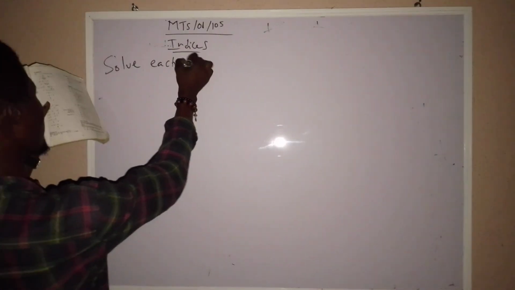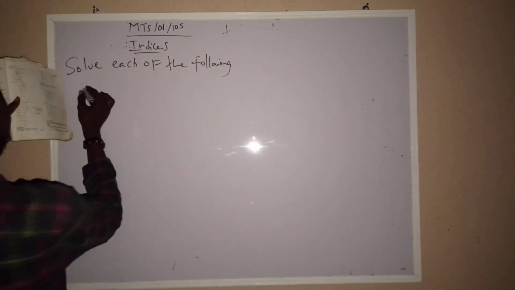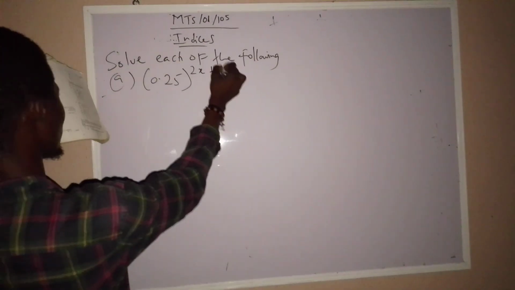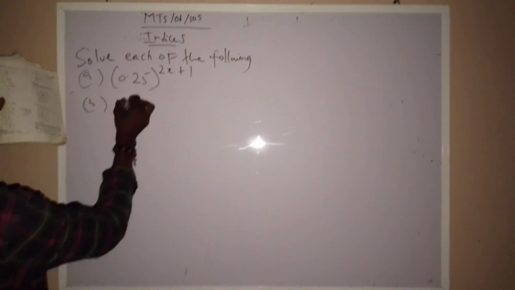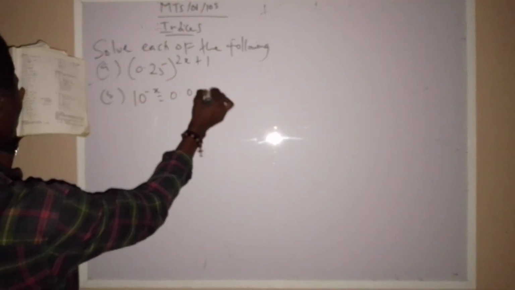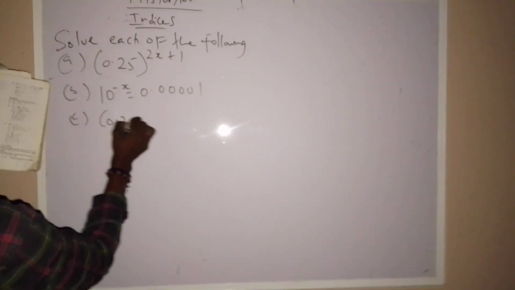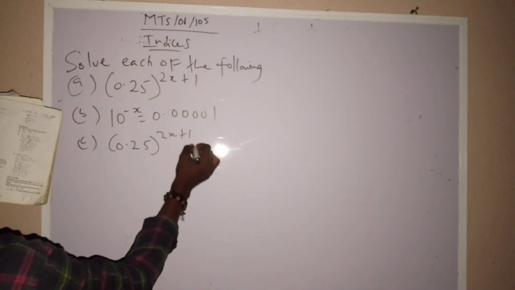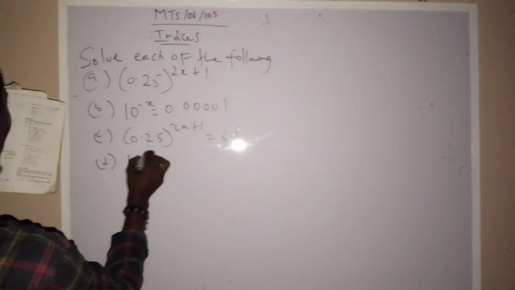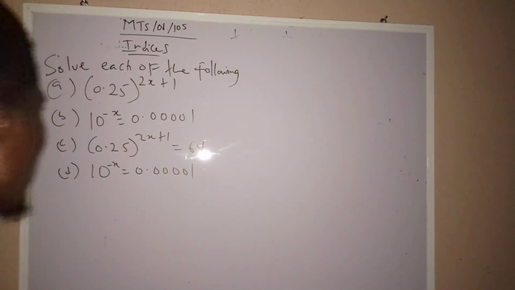Solve each of the following. A: 0.25 raised to the power 2x plus 1 equals 64. B: 10 raised to the power minus 4 equals 10 raised to the power minus x equals 0.00001. C: 0.25 raised to the power 2x plus 1 equals 64. D: 10 raised to the power minus x equals 0.00001.